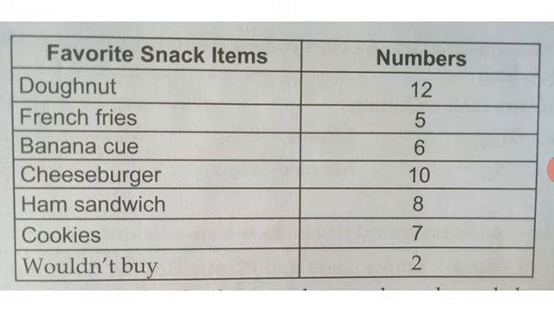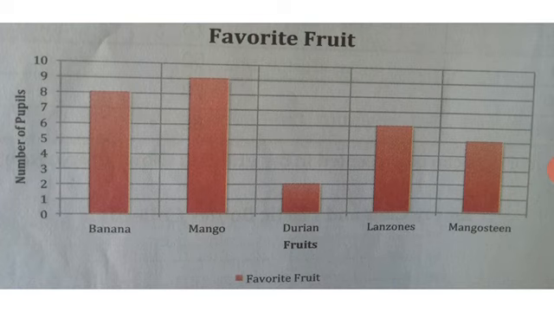So another piece of information is favorite fruit, displayed on a bar graph. First, banana: 8 pupils. Next is mango: 9 pupils chose mango. Durian, 2. Lanzones, 6 pupils chose lanzones. And 5 for mangosteen.